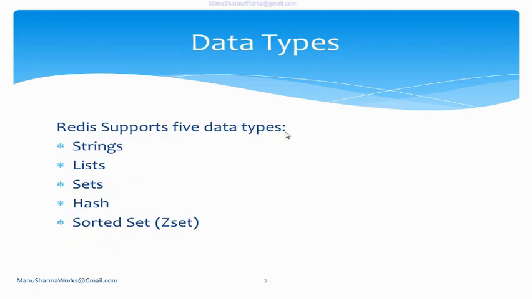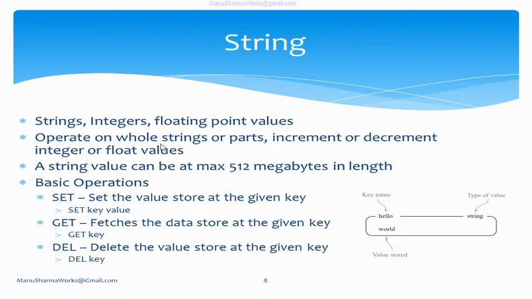As I told, there are 5 data types: string, list, set, hash, and sorted set. In string, we can save strings, integers, and floating values, and it can operate on whole strings, and we can use functions like substring or mid on the string data type.